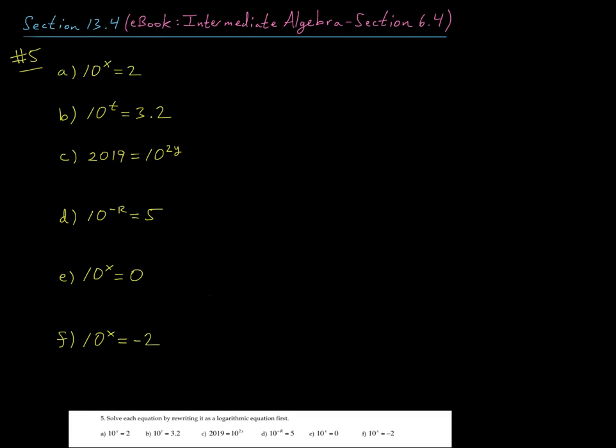Alright, question 5 says to solve each equation by rewriting it as a logarithmic equation first. And part A says 10 to the x is equal to 2. If you recall, this is part A of the first question on the worksheet, so we've already done this one. Now to convert to the log statement, the exponent here is x, so that's going to equal our logarithm. Since this is a base 10 logarithm, I don't have to write in the subscript, and so I'm just taking the log of 2.